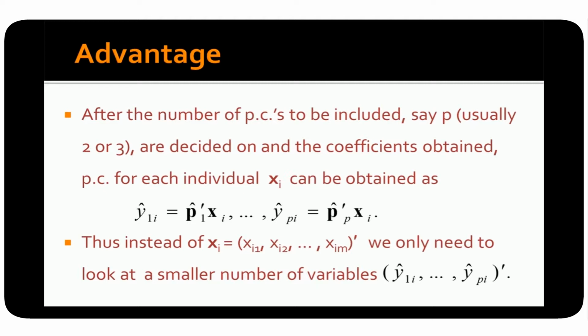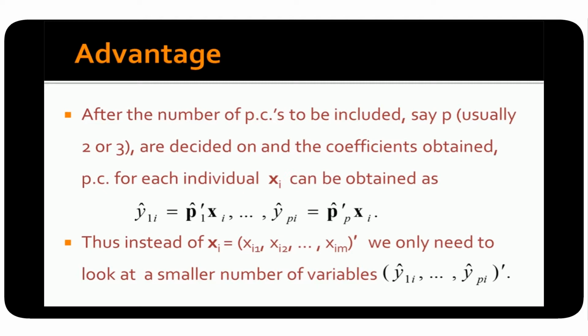So, instead of looking at his m dimensional vector, I can now look at this individual's principal component values. That will also be a vector, but a vector of a much smaller dimension. And in further studies, we can think of working with the principal component scores rather than with the original x's. That is one of the major reasons why we do principal component.